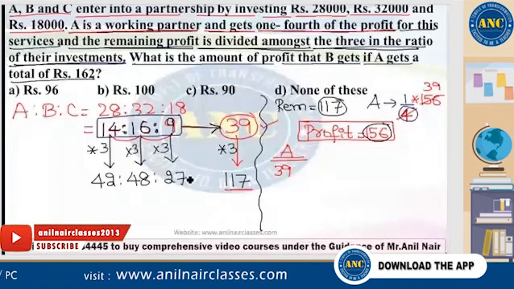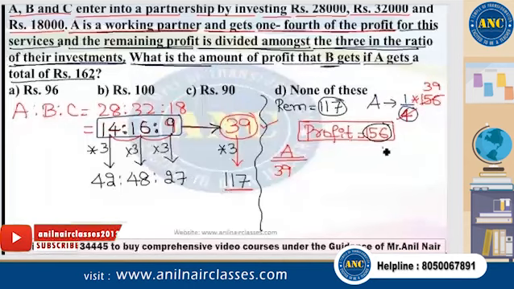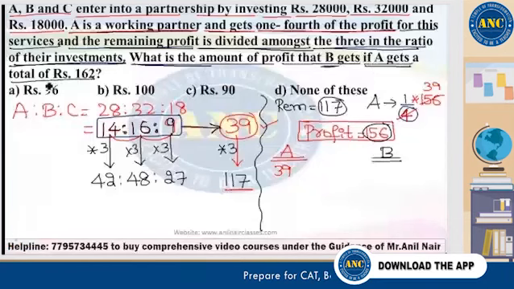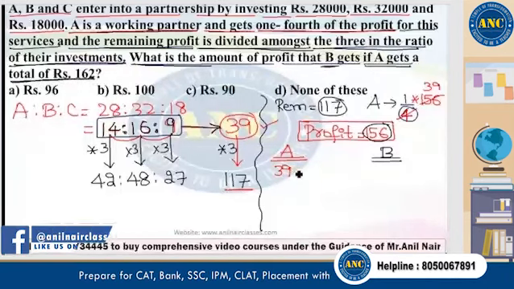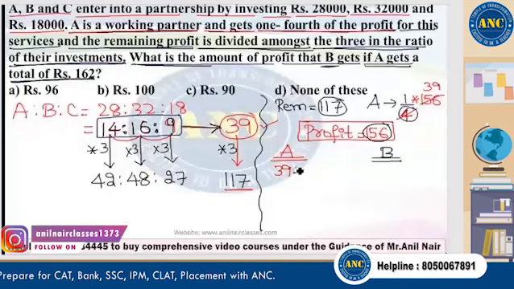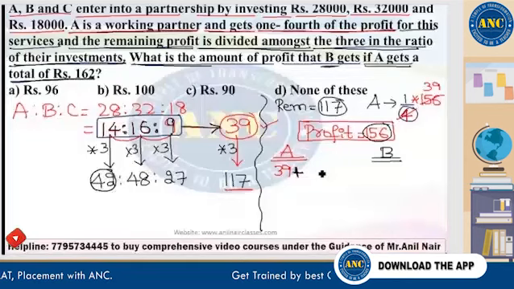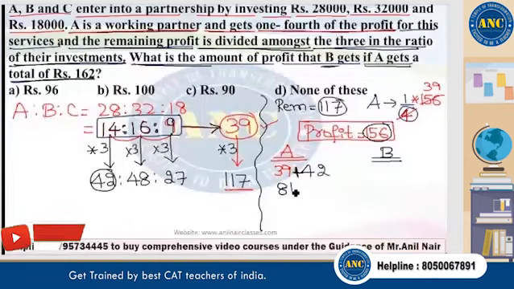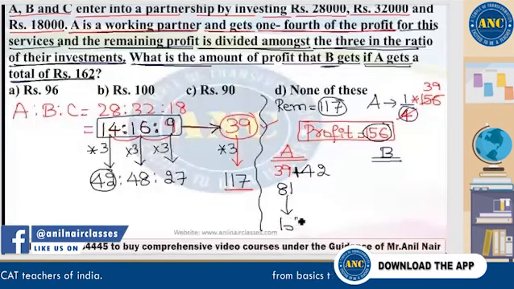That means, can I say what is the profit that B gets? How much is B getting as profit? If A gets a total of 162, totally how much is A getting? A is getting 39 rupees for his services initially, and from the profit again he is getting 42 rupees. Total A is getting is 81 rupees according to the ratio, 39 plus 42. But the question says he is getting 162.